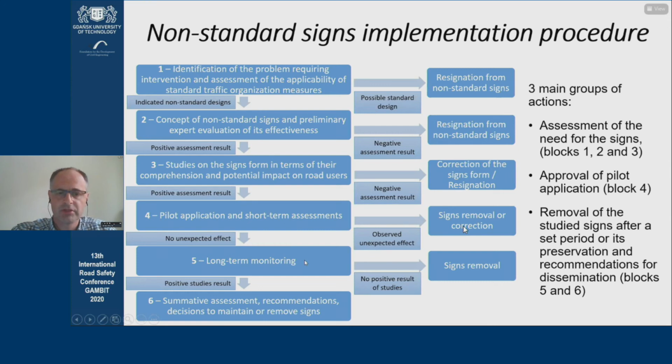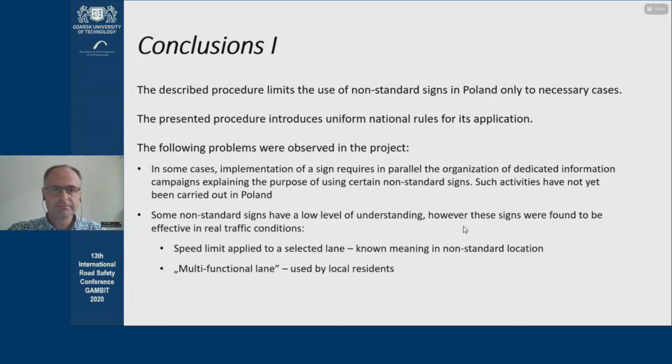Now, if the given sign is accepted in stage 4, we move on to stage 5, which is long-term test. We need to see if the positive effects of the sign are maintained over a longer period. If they disappear over the long period, we have to rethink it. If the long-term effect is maintained, then we can move on to recommendation for the widespread usage of this particular sign. Moving on to conclusions.